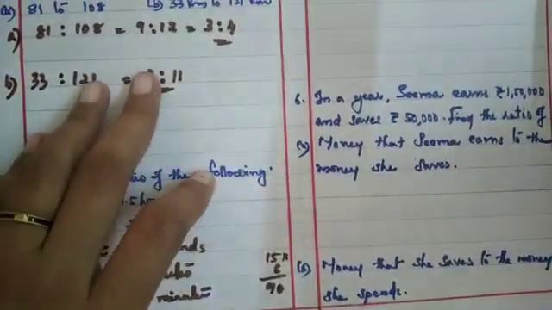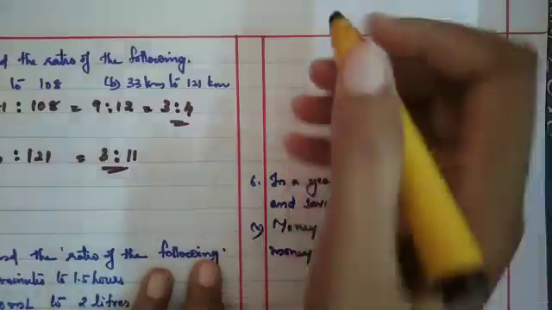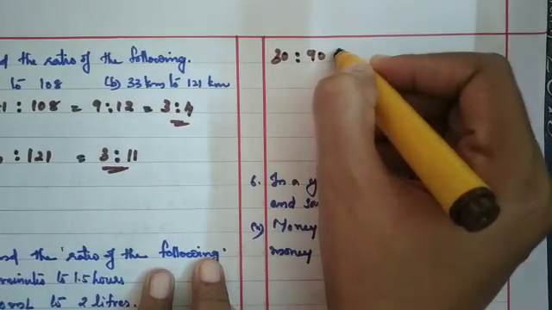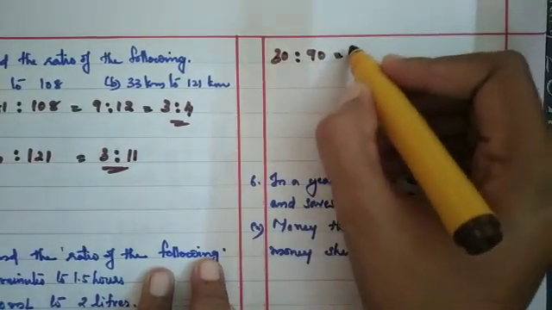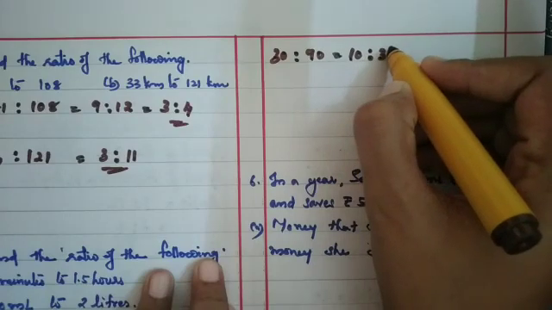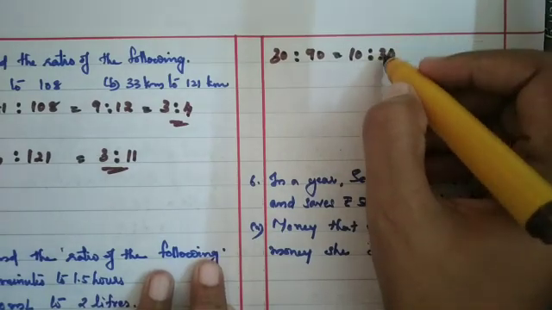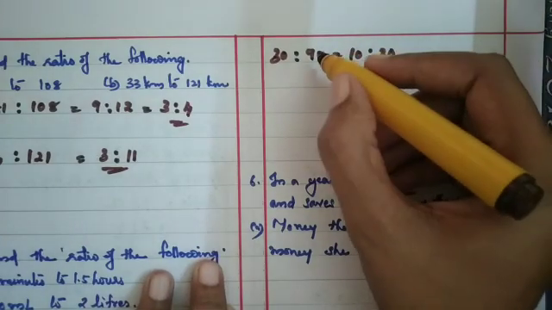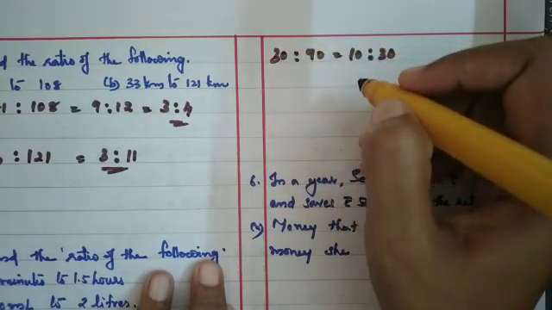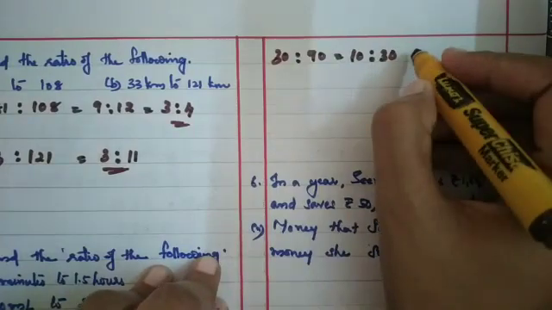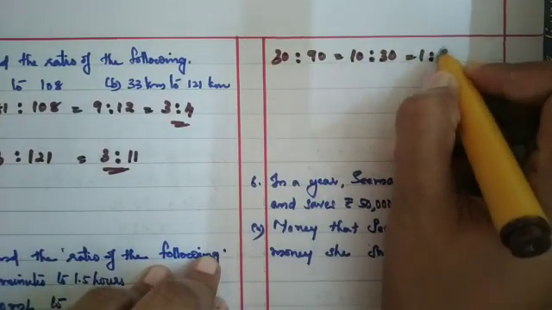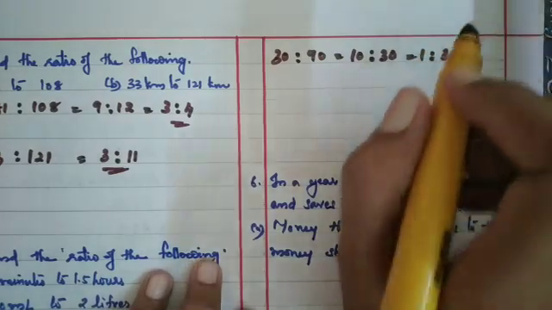Then you have to write the ratio. The ratio 30 is to 90. 3 is the common factor. 10 is to 30. 30 3s are 90, 10 3s are 30. Again 10 is the common factor. 1 time, here 3 times. 1 is to 3.